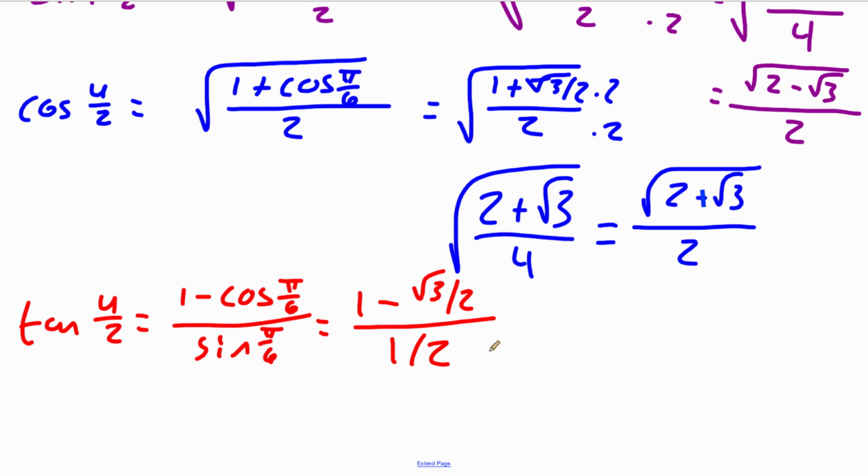Again, I don't like to have fractions inside a fraction, so we're going to multiply top and bottom by 2. If we distribute on top, then 2 times 1 is 2 minus root 3. And on bottom, if we take 2 times 1/2, we just get 1. Since this is a fraction being divided by 1, we don't really need to put the divided by 1 in there, so our final answer that we're going to get is just 2 minus root 3.